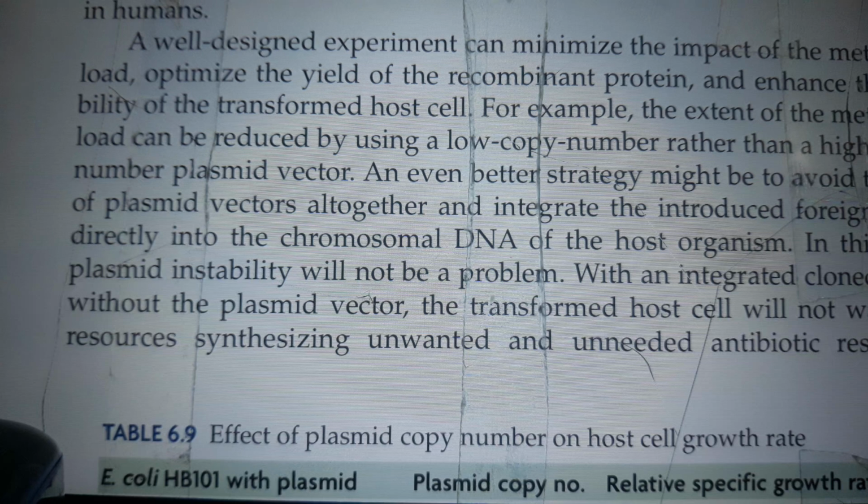A well-designed experiment can minimize the impact of the metabolic load, optimize the yield of the recombinant protein, and enhance the stability of the transformed host cell. For example, the extent of the metabolic load can be reduced by using a low copy number rather than a high copy number plasmid vector. An even better strategy might be to avoid the use of plasmid vectors altogether and introduce foreign DNA directly into the chromosomal DNA of the host organism. In this case, plasmid instability will not be a problem with an integrated cloned gene.